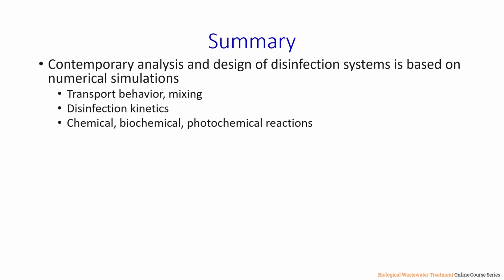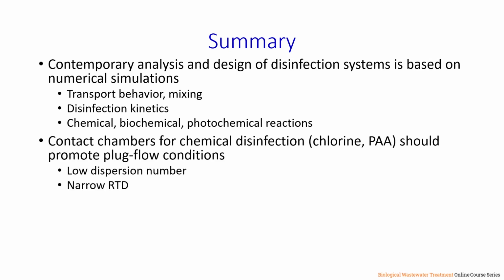Summarizing then, contemporary analysis and design of disinfection systems is based on numerical simulations. Those simulations need to account for transport behavior and mixing, disinfection kinetics, and any other reactions that could take place within the system. The contact chambers that we use for chemical disinfection, such as disinfection by the application of chlorine or peracetic acid, should promote plug flow conditions. This translates to a relatively low dispersion number and a narrow residence time distribution function.